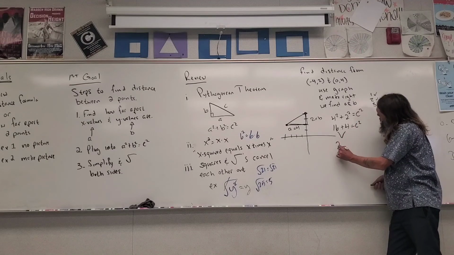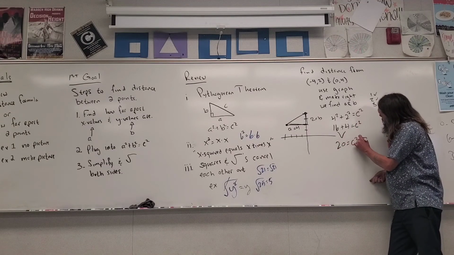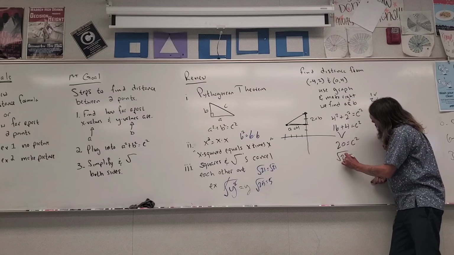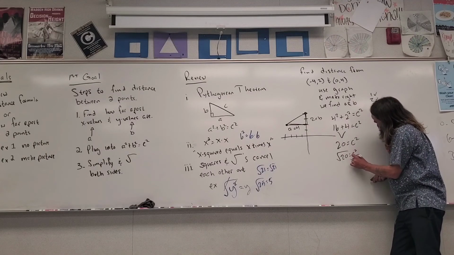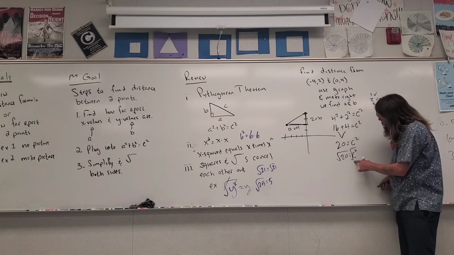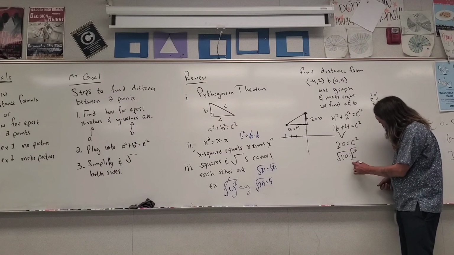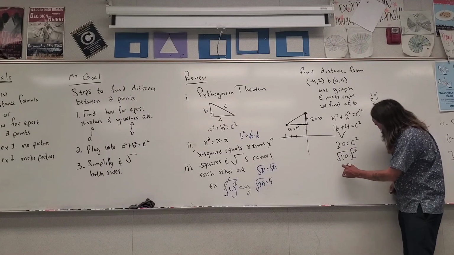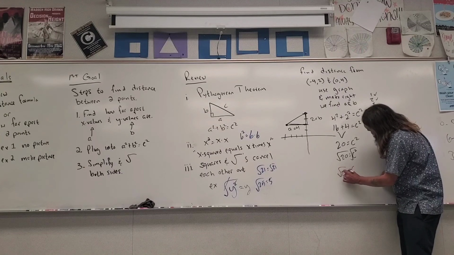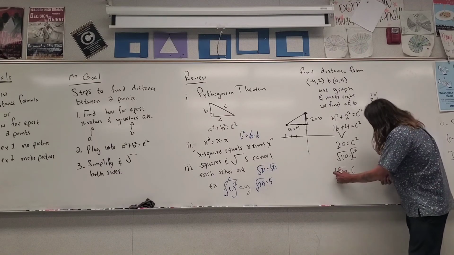Let's simplify this. This is 20 equals C squared. Let's square root both sides. And I know that the square and the square root cancel each other out, so that's C. And I don't know what the square root of 20 is, so I'll just leave it. All right, there's my answer.